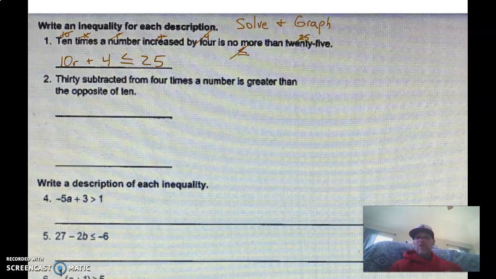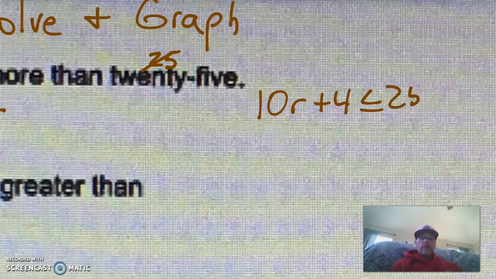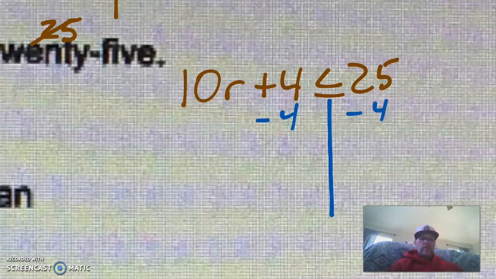All right, so now the additional work that I'm giving you says to solve and graph. So I'm going to do 10R plus 4 is less than or equal to 25. First thing we're going to do is draw our line. Separate the two sides, right? Our variable is the R. That's what we want to get by itself. So we want to send everything else away because that R wants to be alone. So we're going to send 4 to the other side. Don't forget, whatever you do to one side, you have to do to the other.